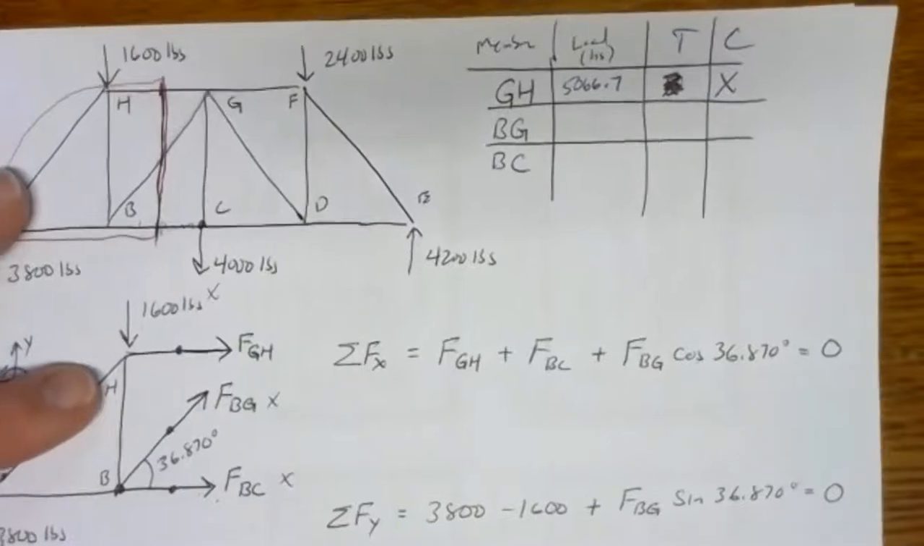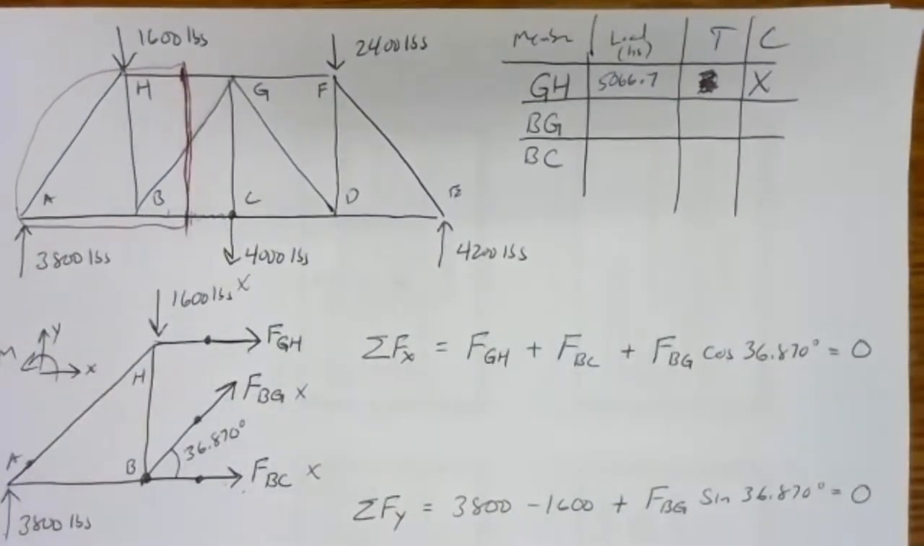Negative answer means compression. That's probably the biggest thing to keep straight between method of joints and method of sections, how you figure out tension versus compression. In method of joints, we had to look at the direction and figure it out versus where the member was and whether it was pushing on the joint or pulling on the joint, and interpret that. It's much simpler to interpret in method of sections, which is why it's a lot of people's favorite method. Tension and compression is a lot easier to deal with.